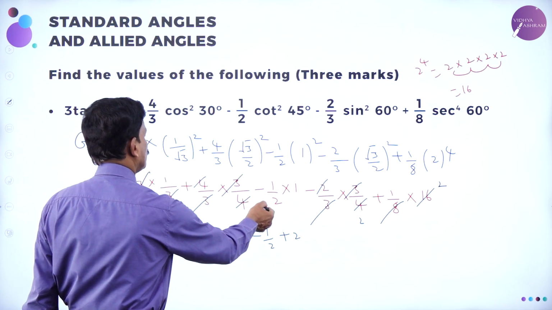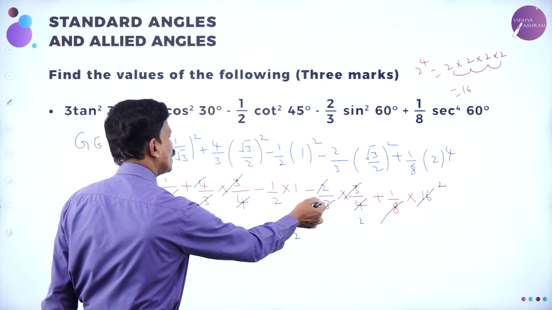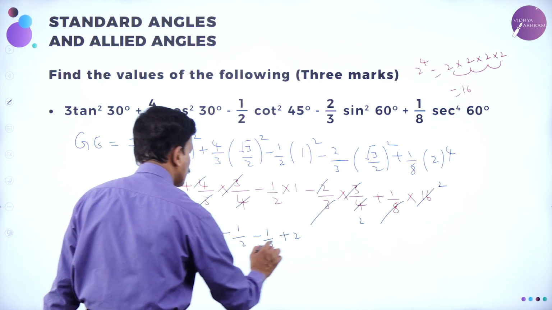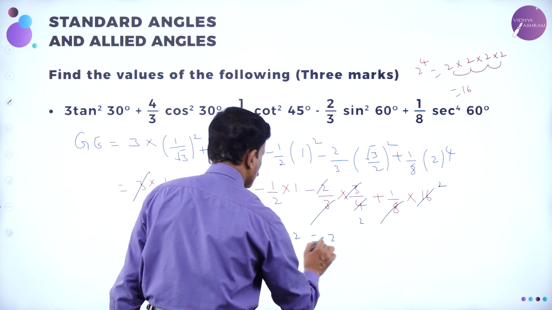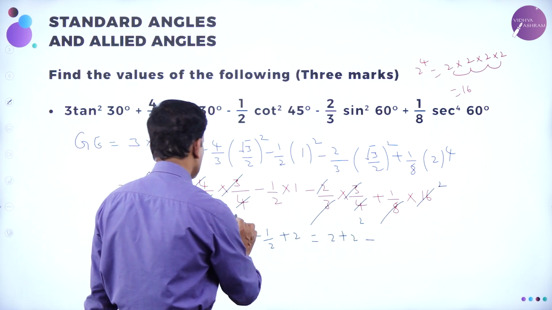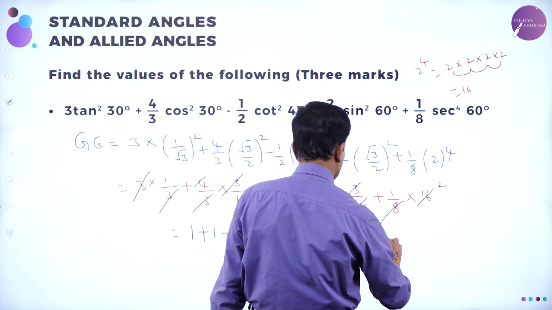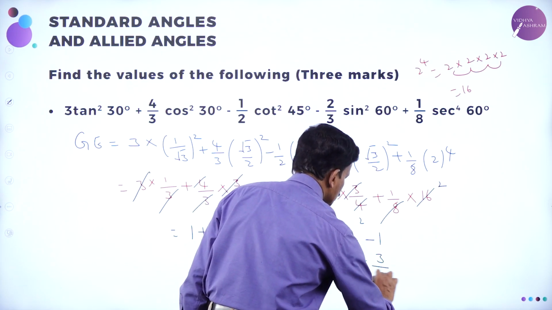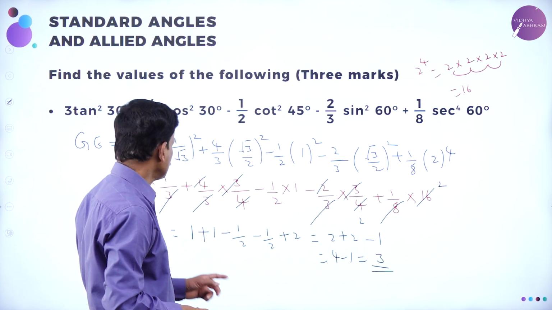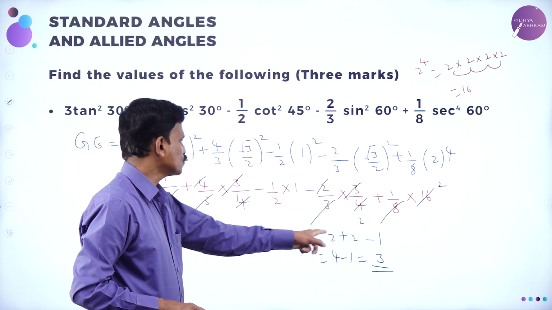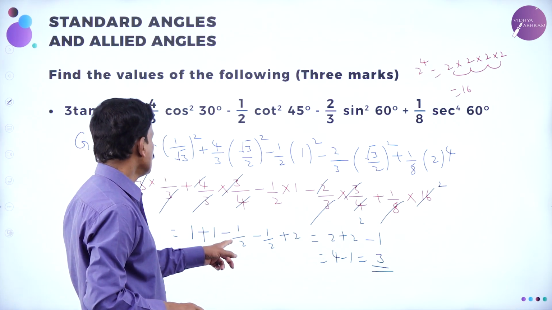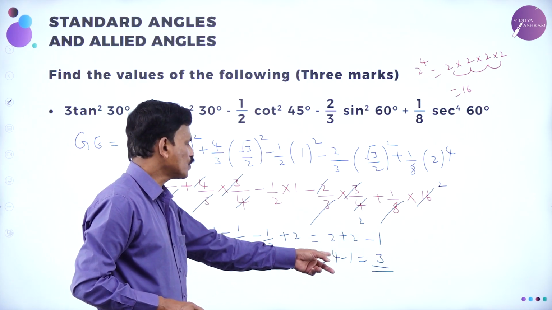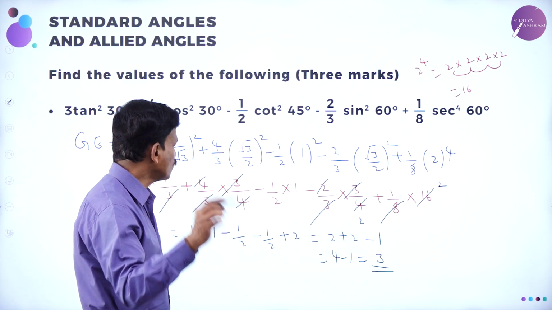See, 1 by 2 into 1 is 1 by 2. Again, we have 1 by 2 plus 2. So, plus 1 plus 1. 1 plus 1 is 2, plus 2, minus 1 by 2, minus 1 by 2 is equal to minus 1. 2 plus 2 is 4, minus 1. 4 minus 1 is 3, which is the required answer.